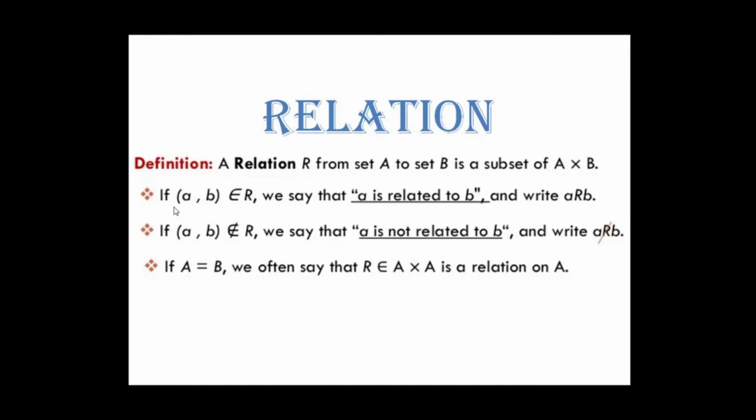So you can write it as: if (a, b) belongs to the relation R, then we say that a is related to b, and we can write it as aRb. Here R represents that a is related with b. In case (a, b) doesn't belong to the relation, we say that a is not related to b. When sets A and B are equal, then R belongs to A cross A, the Cartesian product of A and A, and it is a relation on A.